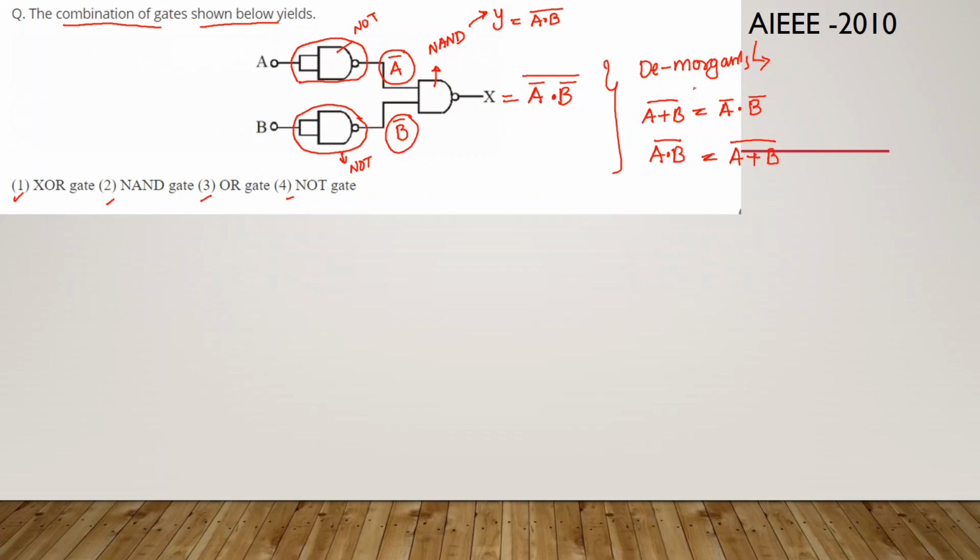Here, whenever a product is there, it will become a plus. So this will become A double bar plus B double bar. I said that whenever you have a double bar, you have to write it as A. Whenever there is a double bar on B, we can write it as B. Now which output is this one? A plus B. A plus B is nothing but the logical operation of the OR gate. So which one is the right answer? The third option is the right answer.